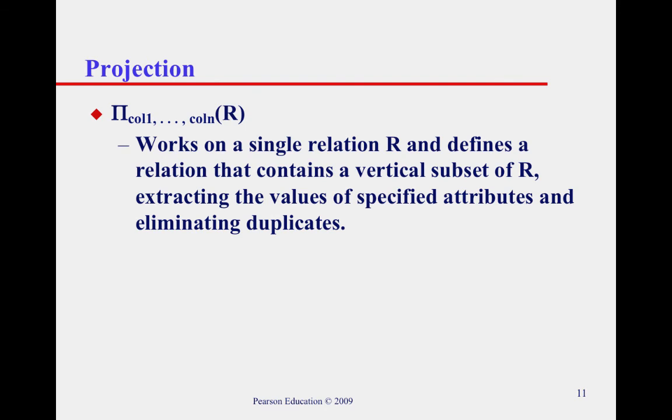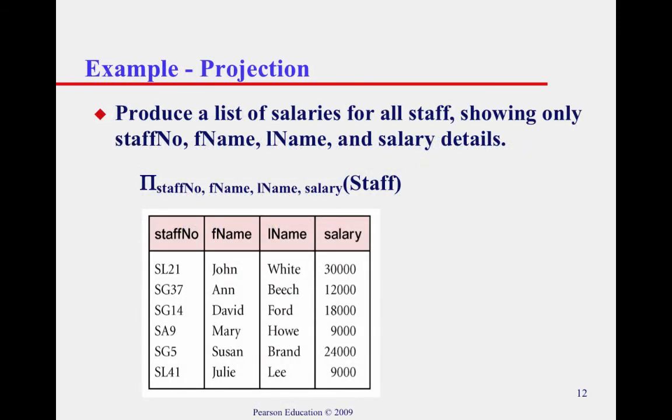For projection, it is a capital pi, the capital letter for pi in Greek. And again, a list of column names as a subscript. So you go again into subscript mode. So for example, here we're projecting the staff number, first name, last name, and salary from the staff relation.